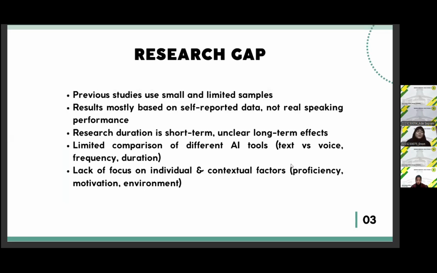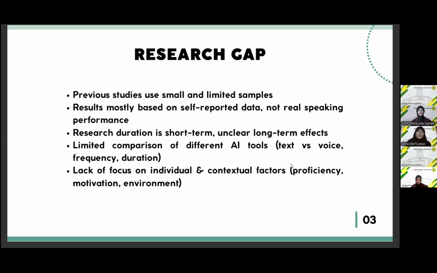The next slide is research gap. Although previous studies show that AI-based speaking partners have positive effect, there are still several important gaps in the research. The first, many studies are small, with only limited samples, so the result cannot be generalized to a wider population. The second, most findings are based on self-reported data such as student perception, without measuring actual speaking performance. The third, previous research is mostly short-term, so it is still unclear whether the improvement in speaking confidence can last over time.